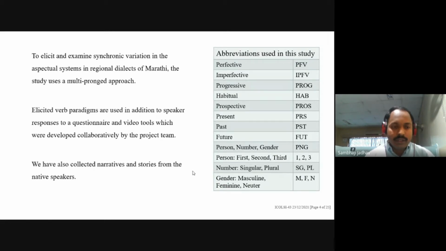the study uses a multi-pronged approach. Elicited verb paradigms are used in addition to speaker responses to a questionnaire and video tools, which were developed collaboratively by the project team. We have also collected narratives and stories from native speakers. Some abbreviations on the right side I have given, especially those related to aspect, tense, and agreement marking.